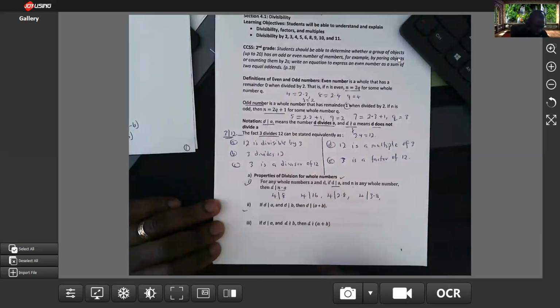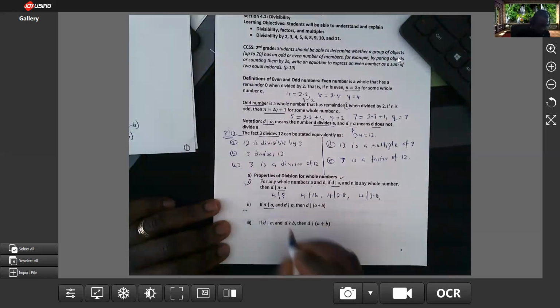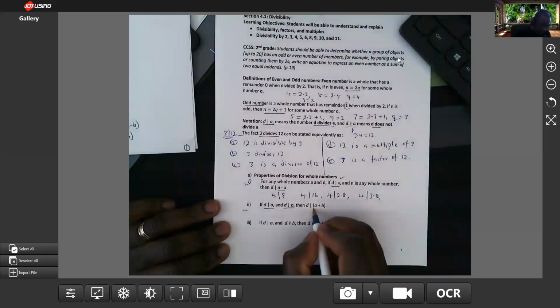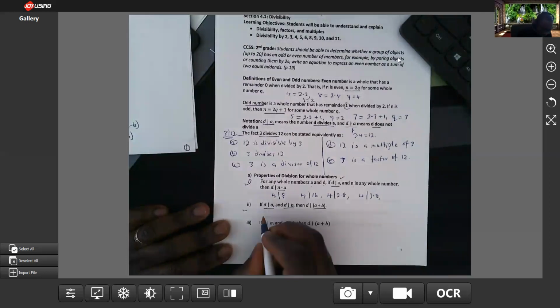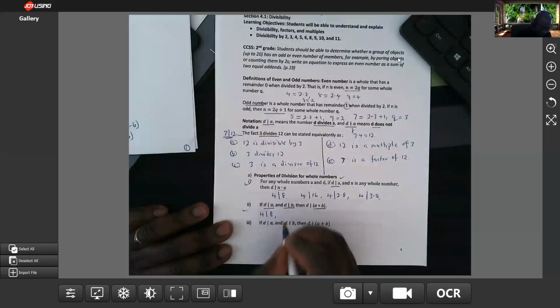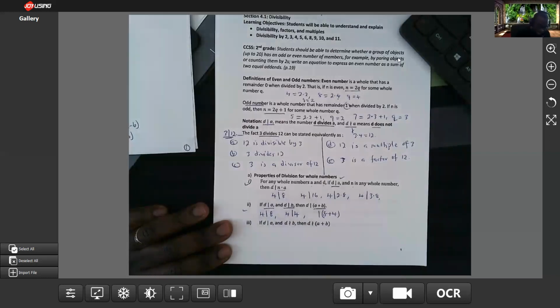The second property is that if d divides a and d divides b, then d will divide the sum of a and b. For example, we know that 4 divides 8, and also 4 divides 4. So what is 8 plus 4? Do you think that 4 will divide that? Yes, 4 will divide 8 plus 4, which is 12, and 4 divides 12, which is 3.